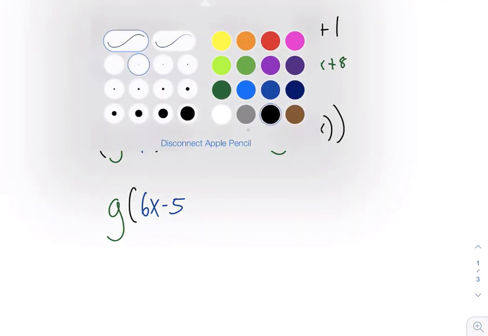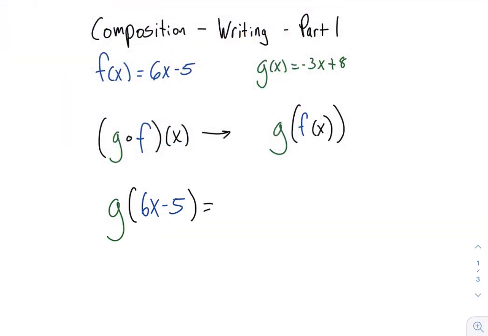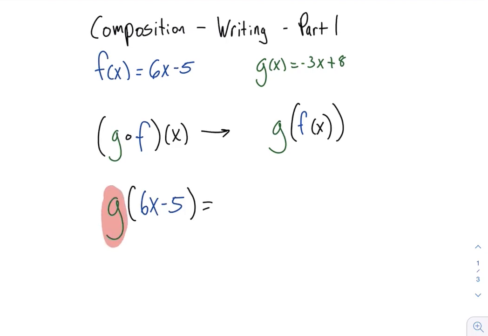And what I'm going to do now is the same thing I just did. I'm going to take whatever function's on the outside, which is g, and anywhere I see x, I'm going to substitute in 6x minus 5. So what ends up happening is we take the inside function here, f of x, and we nest it inside the outside function. So I'm going to take that function g, and anywhere I see x, I'm going to put in the f function, which is 6x minus 5.